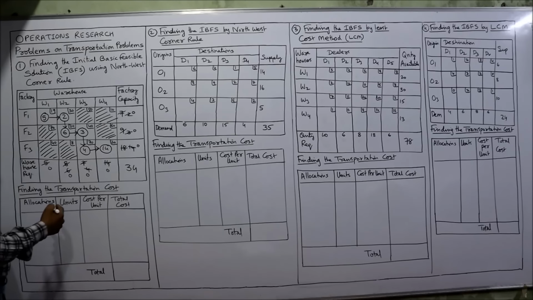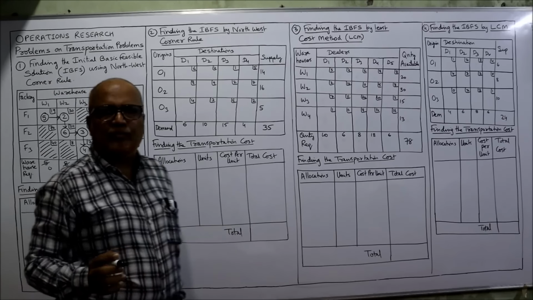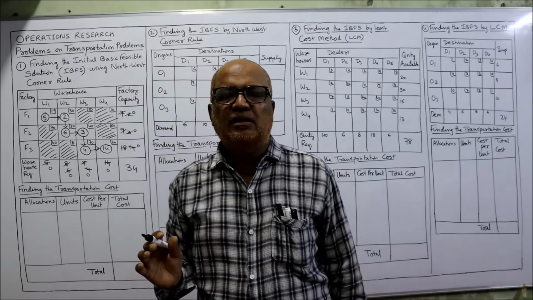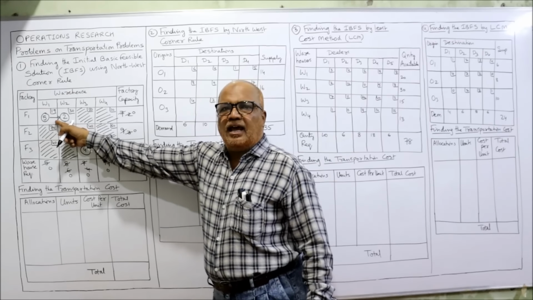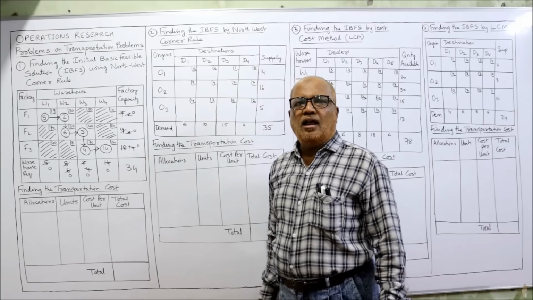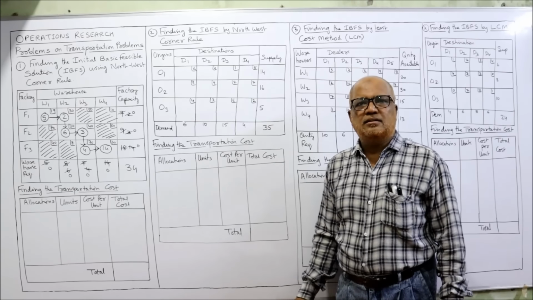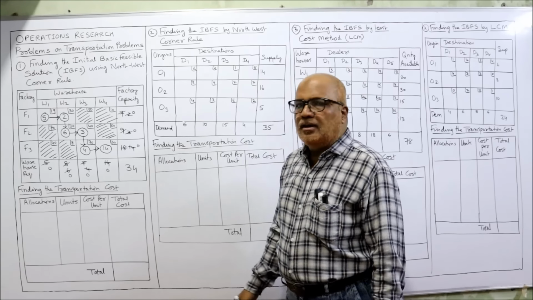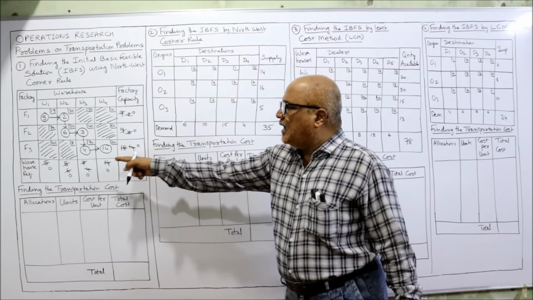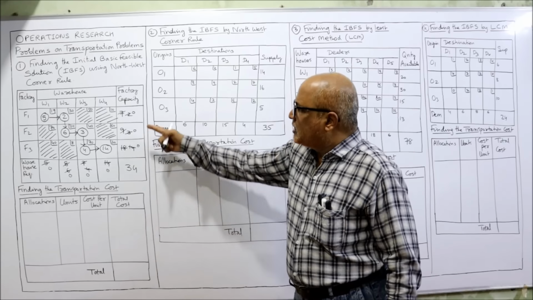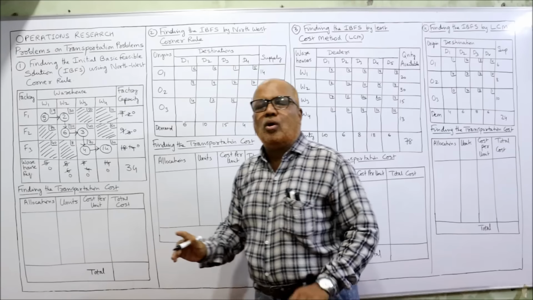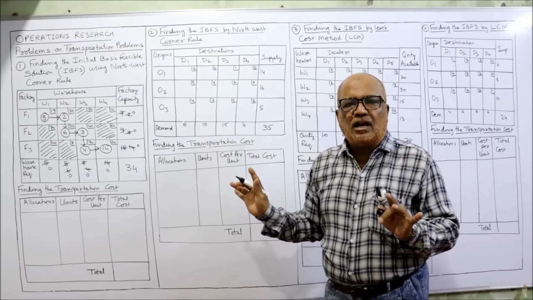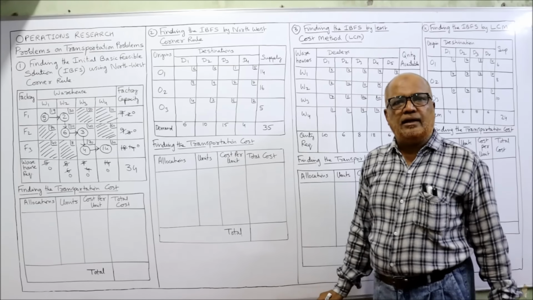This is called northwest corner rule. We have to start the allocation from the first cell and end the allocation at the last cell. That's it. Allocations are completed. Now confirm whether all the supply and requirement are zeros or not. 0, 0, 0. Here also 0, 0, 0, 0. All has become 0. That means correctly we have allocated.